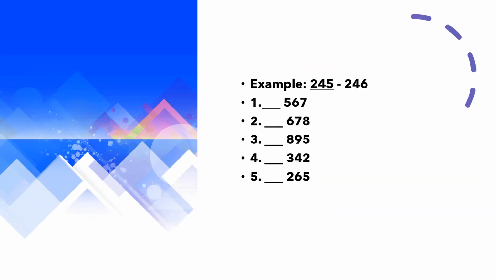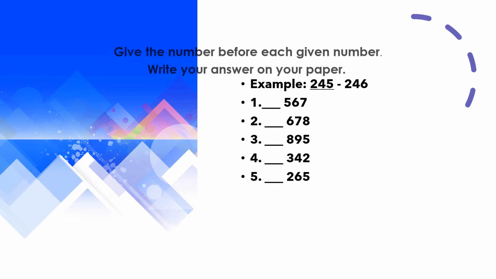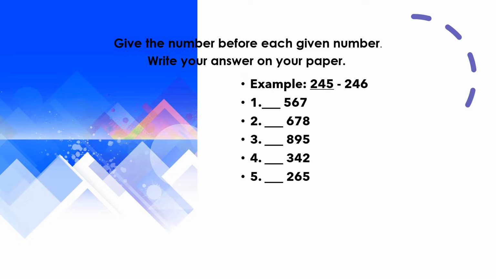Give the number before its given number. Write your answer on your paper. Example: the given number is 246. The number before 246 is 245. Number 1. What is the number before 567? Number 2. 678. Number 3. 895. Number 4. 342. And number 5. 265.